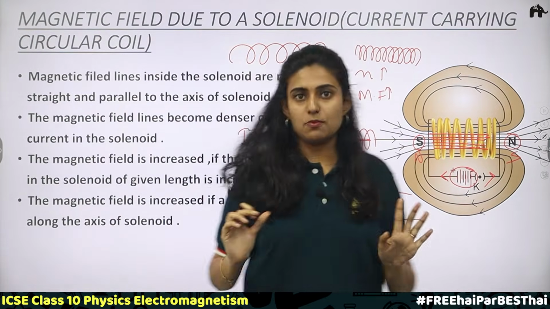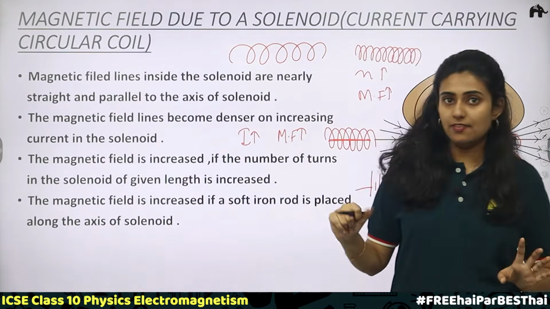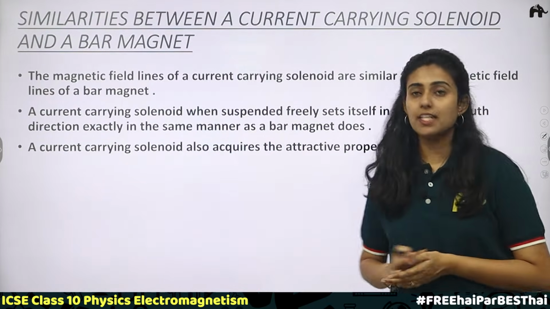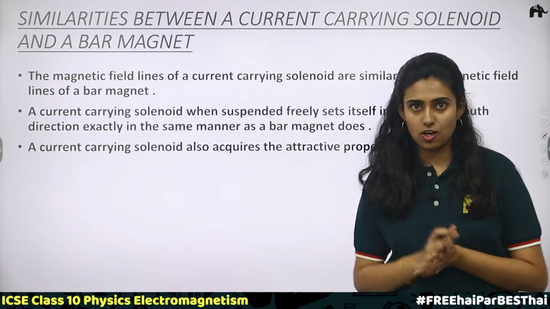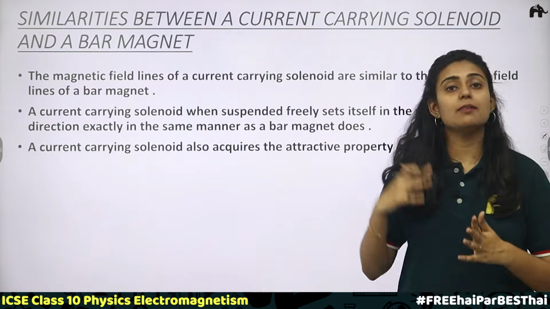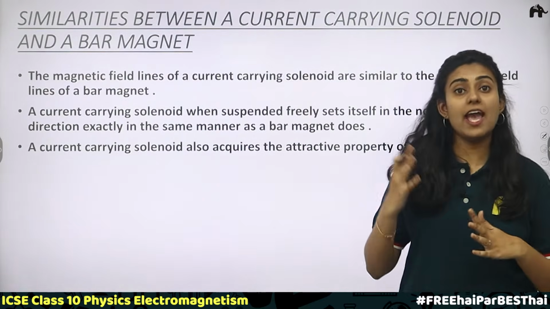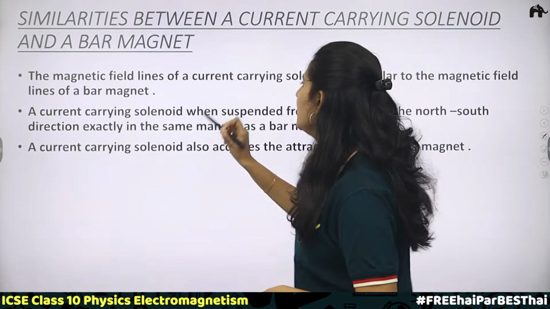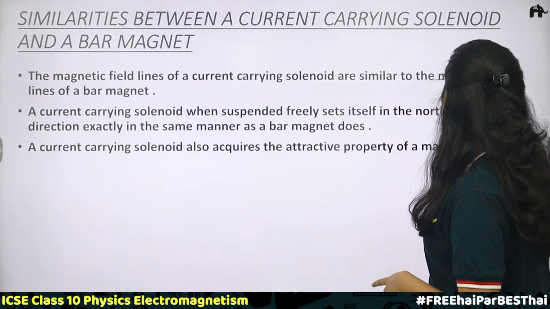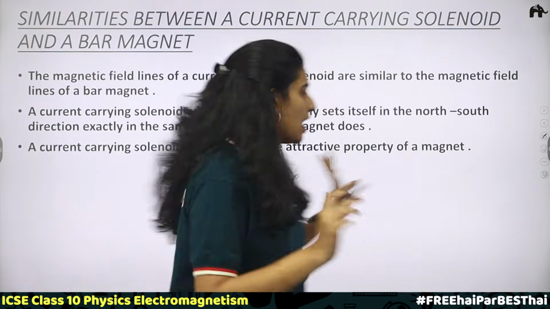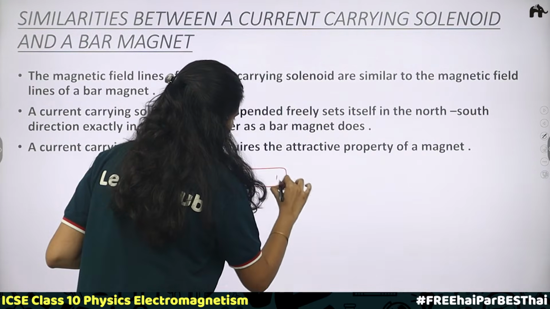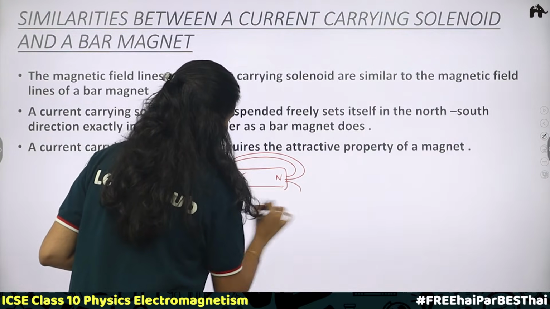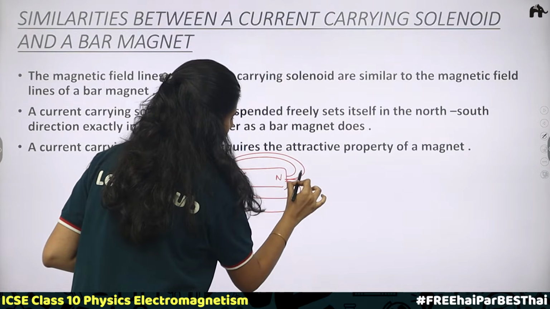Okay, so remember these points about the properties of magnetic field lines formed in the case of a solenoid. We have discussed about the field lines formed in the case of a bar magnet and the field lines which are formed in the case of a solenoid. Let's see what are the similarities between the magnetic field lines formed in case of solenoid and the magnetic field lines in case of a normal bar magnet. First point, the magnetic field lines of a current carrying solenoid are similar to the magnetic field lines of a bar magnet. In bar magnet we have discussed, you will be having north pole, south pole. Okay. Outside the magnet, the field lines will be in this direction, north to south, north to south.